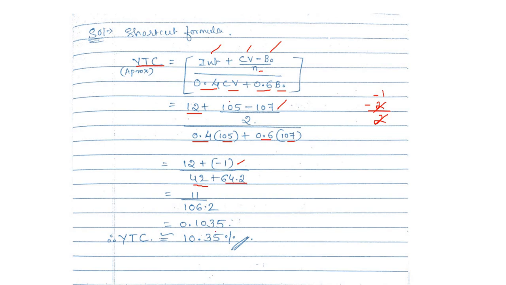This value is in decimal, but we want it in percentage. For that, what we have to do is just multiply the decimal value by 100. So we get the answer as 10.35%. So the yield to call value is 10.35%. This is how, by using the formula, we calculate the yield to call.